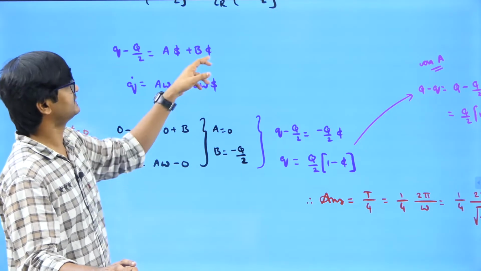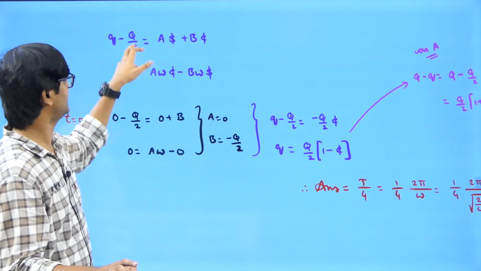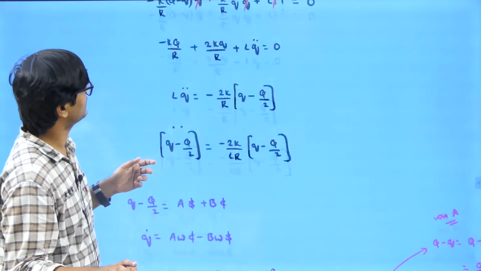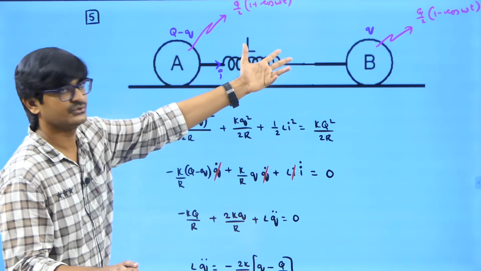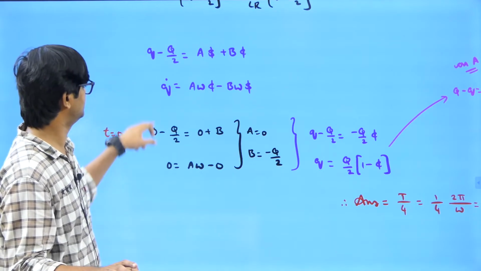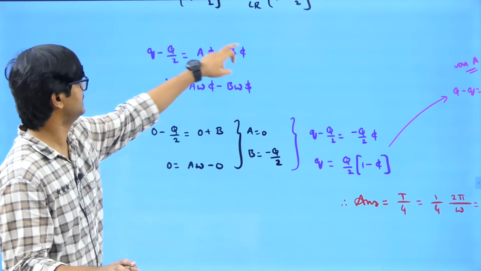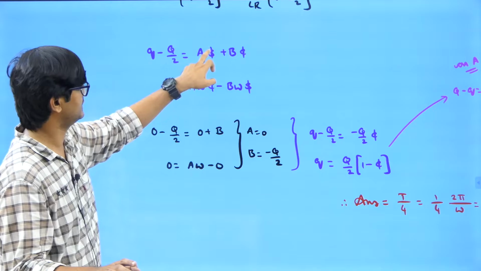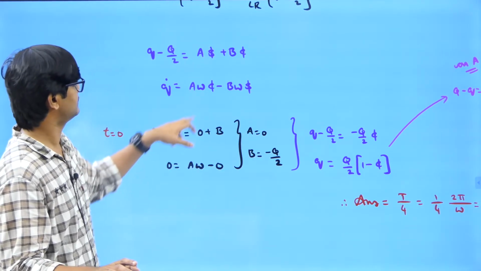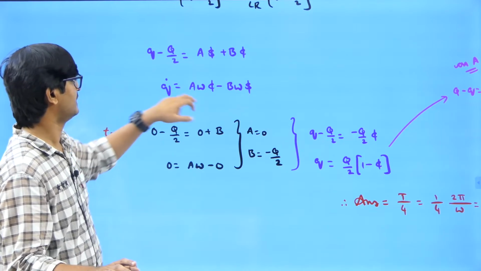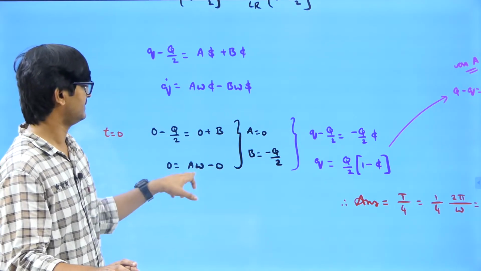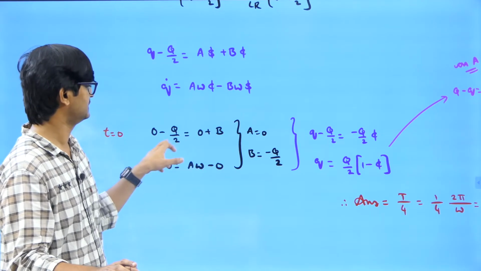Now there are two unknowns I assumed, a and b, so I need two equations. I know what q was initially: at t equal to 0, q is 0. What was the current? 0. So both are 0 at t equal to 0. When I substitute q equal to 0 and t equal to 0 in this, the sine term will be 0 and the cosine term will be 1. Similarly, when I substitute t equal to 0 in the derivative equation, these terms are going to be 0. From here I can conclude a is 0 and b is minus Q by 2.